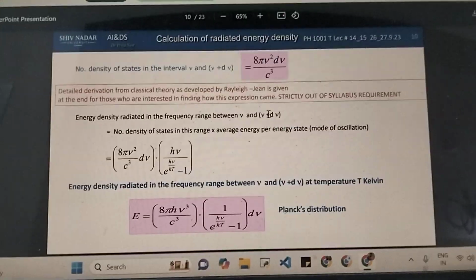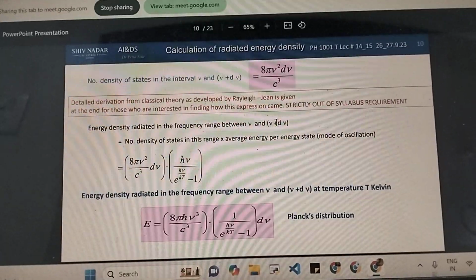Now that we have the number of allowed states and the energy of an oscillator in one state, we multiply both, and we will find out the energy density in that frequency range.